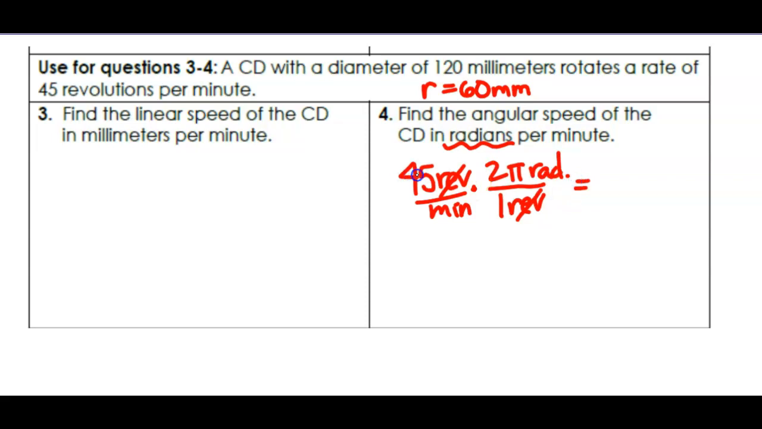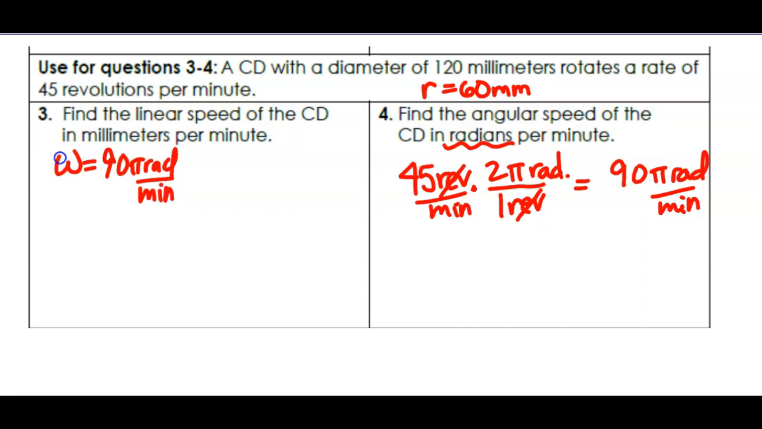So we multiply straight across and we get 90 pi radians per minute. Now we could multiply that into our calculator, but we're going to just use it over here, so I'm going to leave it. So right now we have that the angular speed is 90 pi radians per minute. And they want us to find the linear speed in millimeters per minute.